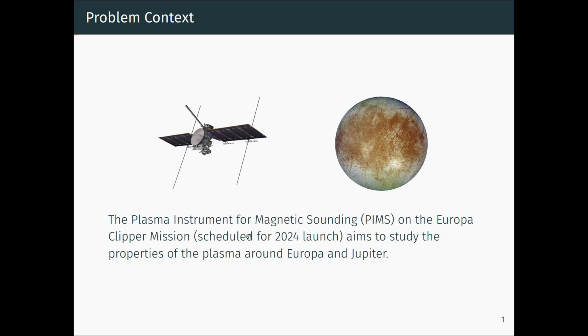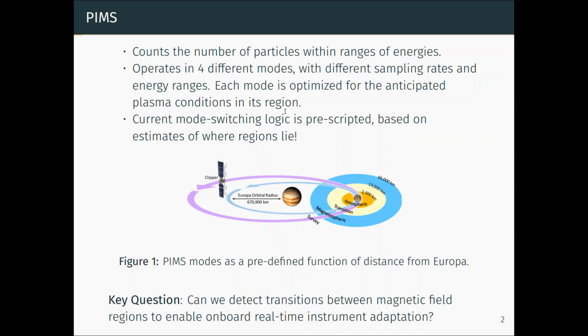The upcoming Europa Clipper mission aims to study one of Jupiter's most fascinating moons, Europa. One of the instruments on Europa Clipper is PIMS, the plasma instrument for magnetic sounding. PIMS will study the properties of the plasma around Europa and Jupiter, especially its interactions with Jupiter's magnetic field. PIMS counts the number of charged particles within ranges of energies.